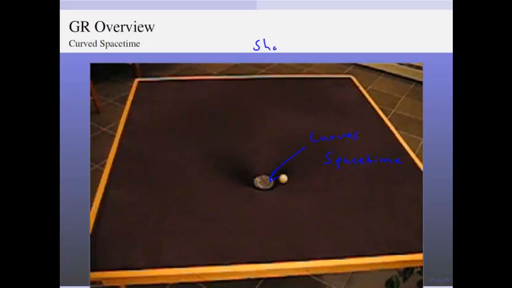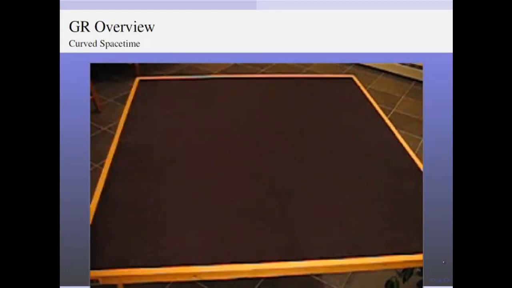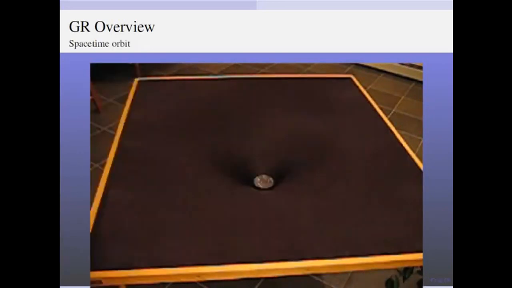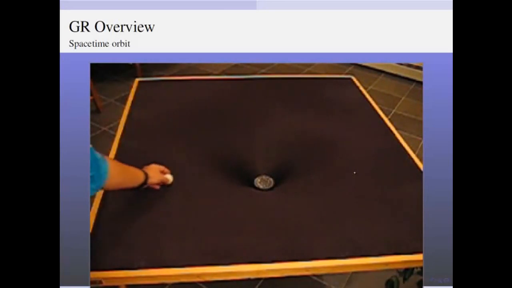And special thanks here to Shane Larson from Utah State University in Logan for giving me these videos of his curvature table, his space-time table here. So this big mass curves the space-time, and then this ping pong ball moves in a different way. And if I give it even less energy, then I can get it to actually orbit it. So if I give it the right amount of energy, I can get one of these balls to orbit the mass, right?